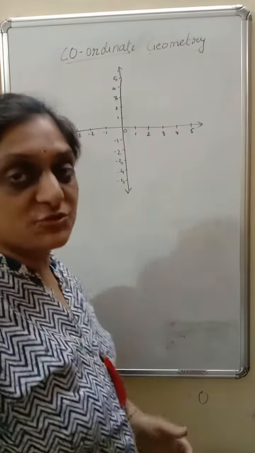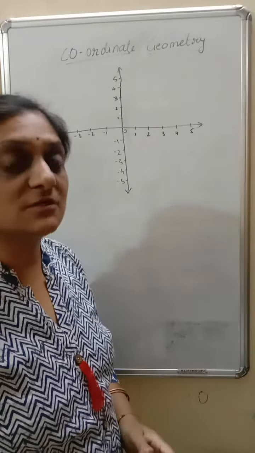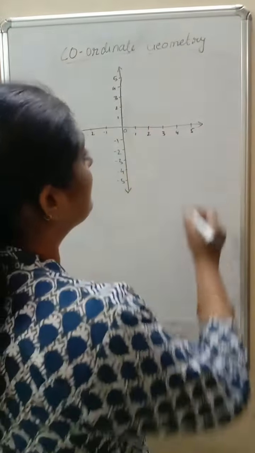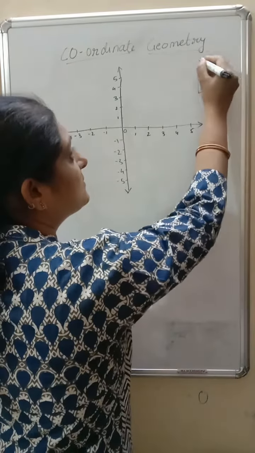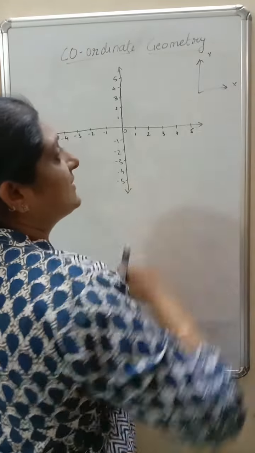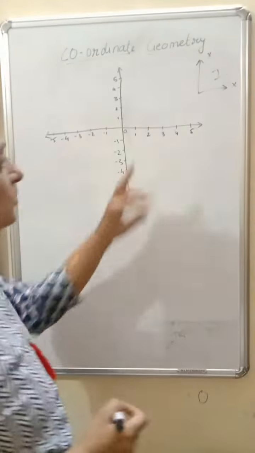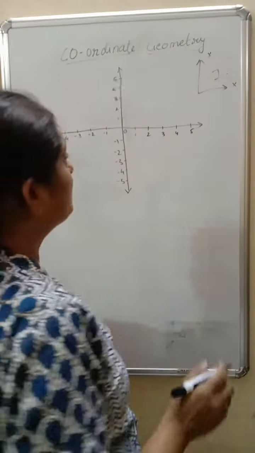Till now, up to class 7 and up to class 8, you have studied only the one quadrant. See, this is called the quadrant. You have read up to this. This was your x-axis and this was your y-axis. So this was your first quadrant. Now in class 9, all the four quadrants will be introduced to you.